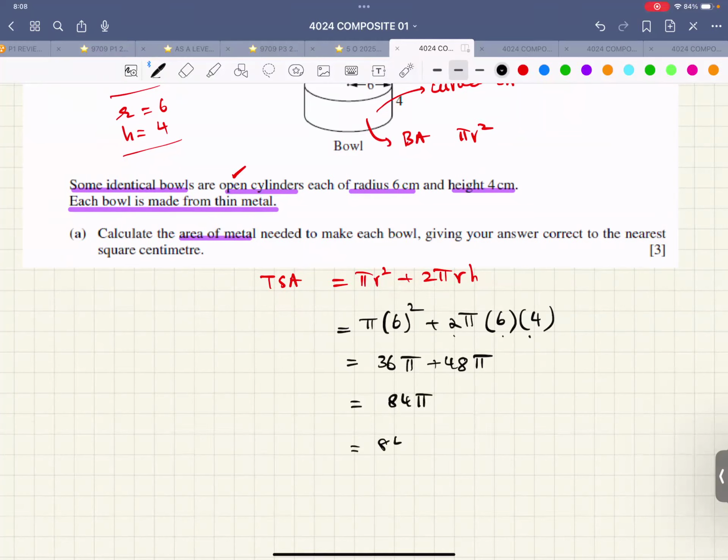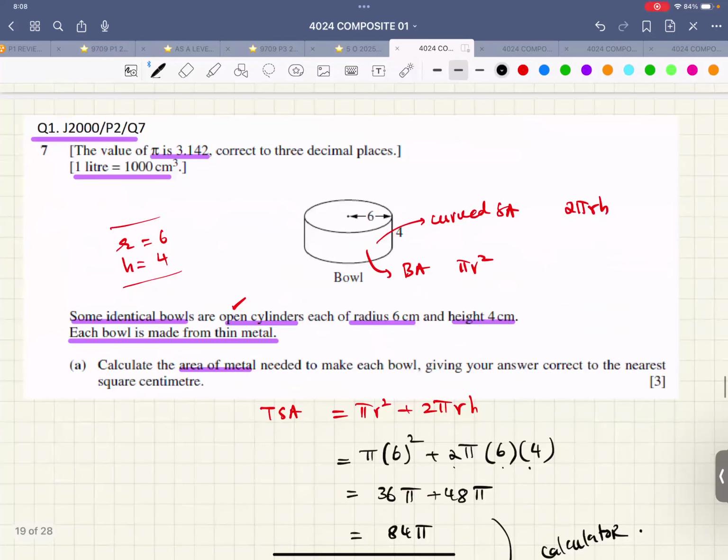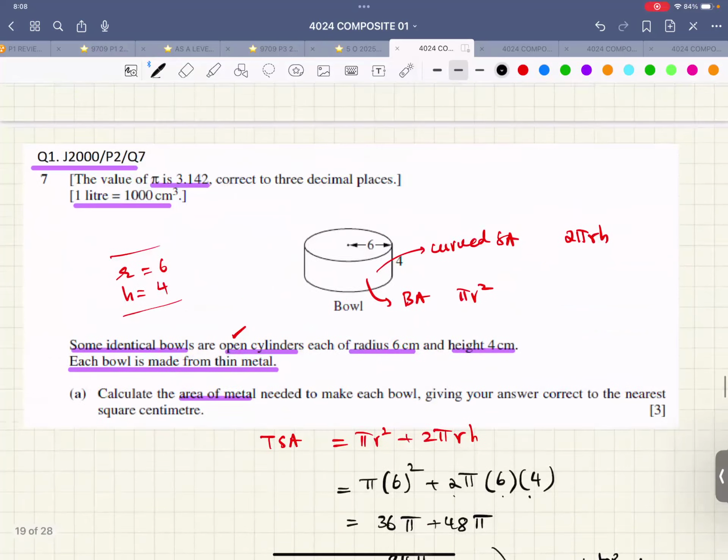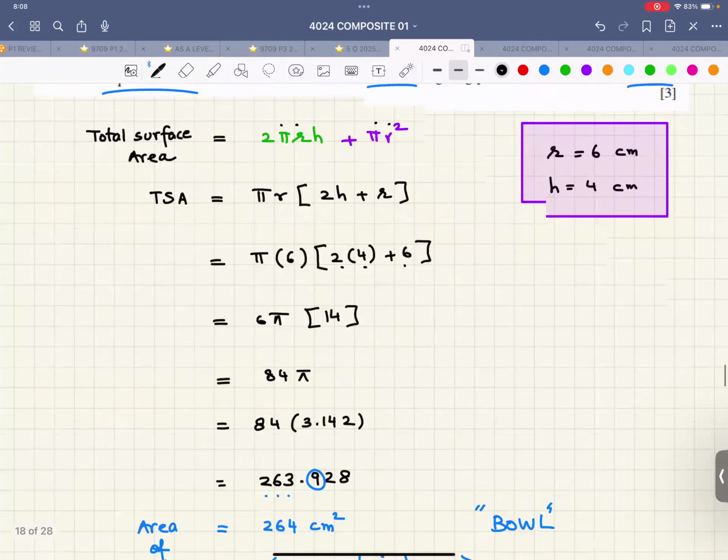And then at this point, I'll write the value 3.142, and at this point, I'll use the calculator. So this is the knowledge that I want you to impart in order to get the best possible grade. That is the first thing.